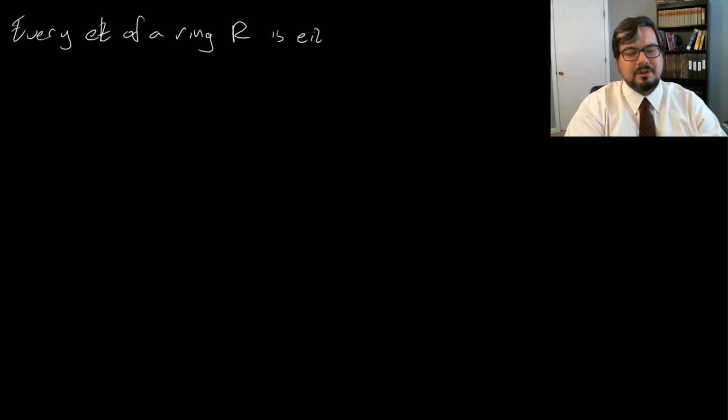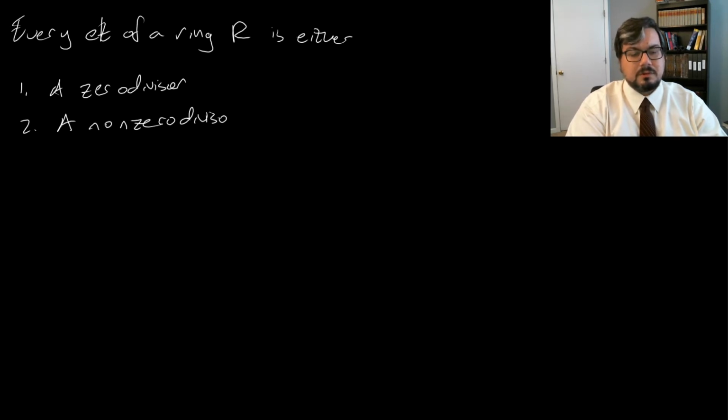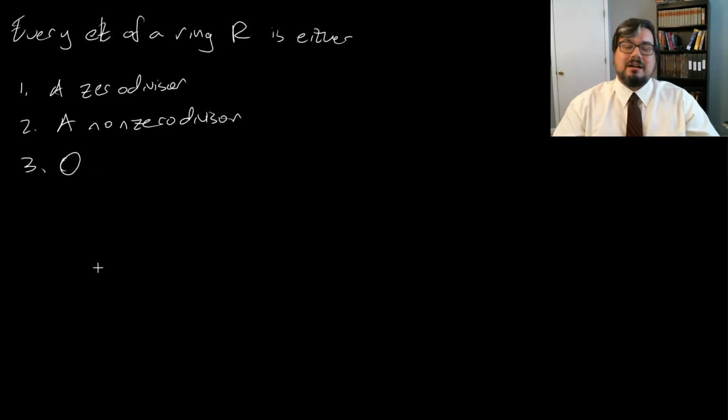So every element of a ring R is either a zero divisor, a non-zero divisor, or 0. And every element of a ring falls into exactly one of these categories. So these are an exhaustive and mutually exclusive list.